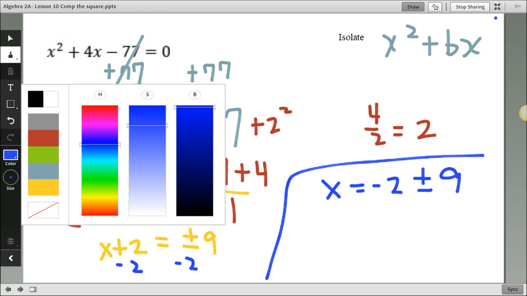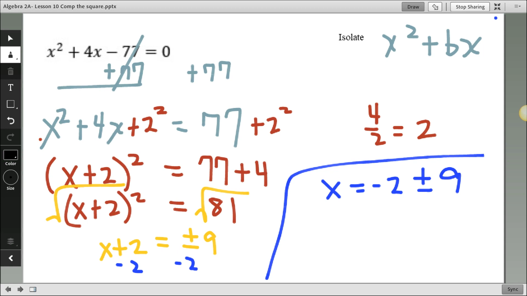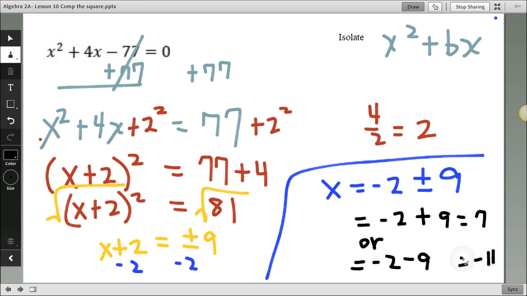So we got two different answers here. We got either negative 2 plus 9, or we've got negative 2 minus 9. So our two answers here will either be 7 or negative 11. And there you go. Again, that's the process.